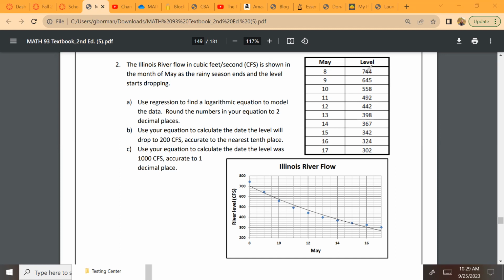Okay, so I'm going to change up some numbers here. We'll just call that 750. Maybe we'll call this 500 even. Call this 350, and that should change things enough.